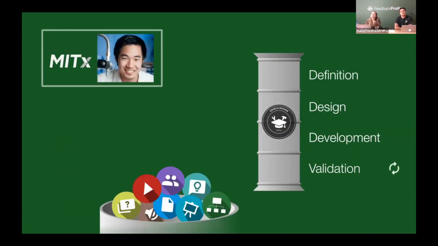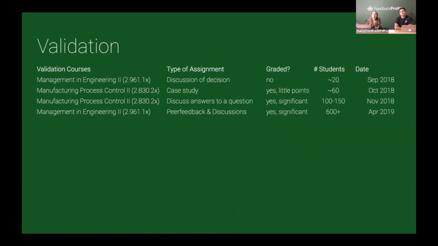After we have developed it, it needs to be validated, of course. And the validation in this case happened at MIT with several different courses. As you can see, there was quite a gradual build-up in the number of students that were doing the type of assignment. And over time, grading was also added as it was proven to be successful.